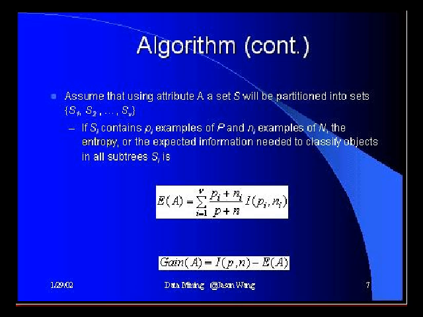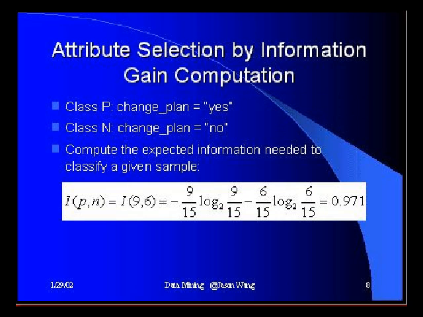Okay, so we have 2 classes. The positive class indicates that the change plan is yes. The negative class indicates that the change plan is no. And then we can compute the expected information I(P,N), in which we have 9 positive training examples and 6 negative training examples, and we can plug them into this formula I(P,N), and we get 0.971.